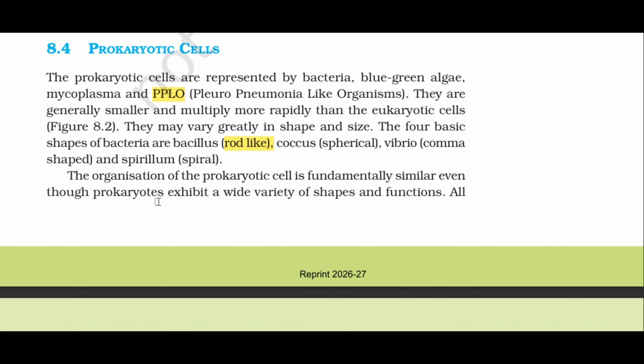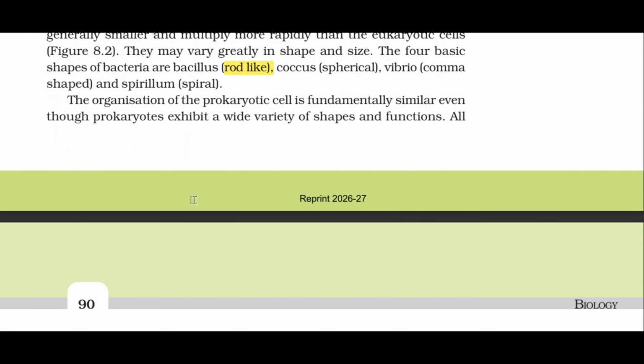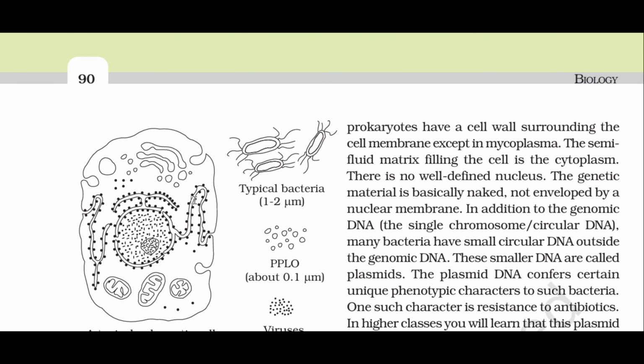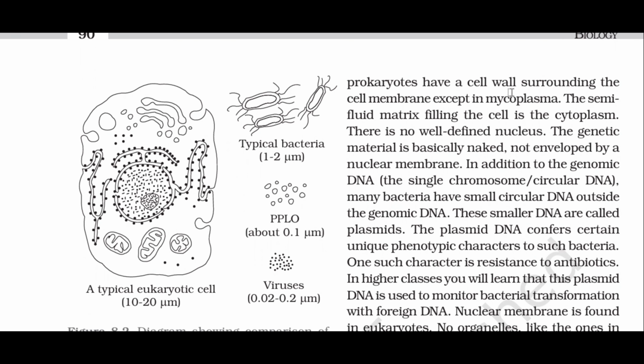The organization of the prokaryotic cell is fundamentally similar even though prokaryotes exhibit a wide variety of shapes and functions. All prokaryotes have a cell wall surrounding the cell membrane except in mycoplasma. The semi-fluid matrix filling the cell is the cytoplasm. There is no well-defined nucleus. The genetic material is basically naked, not enveloped by a nuclear membrane.